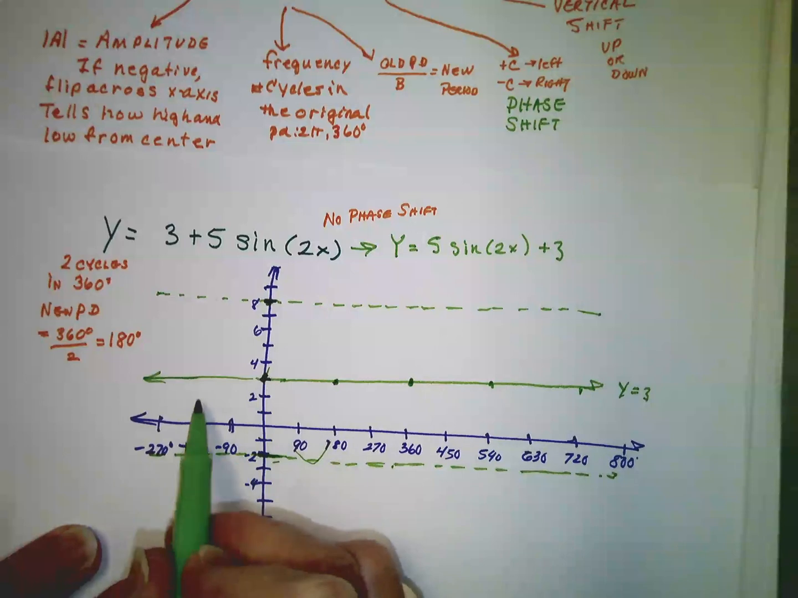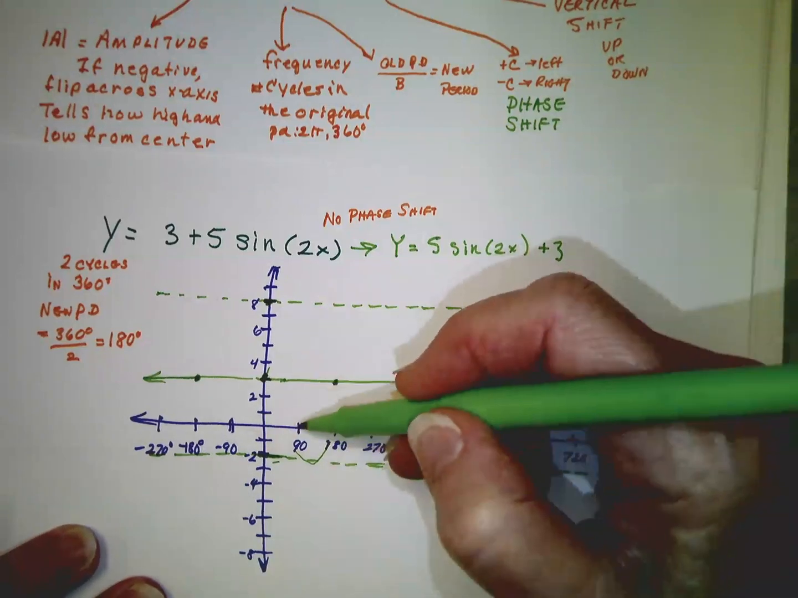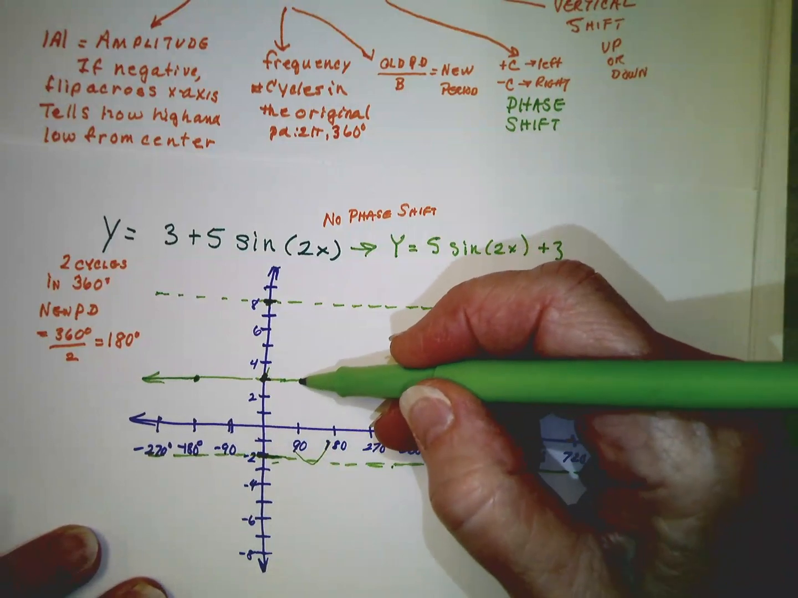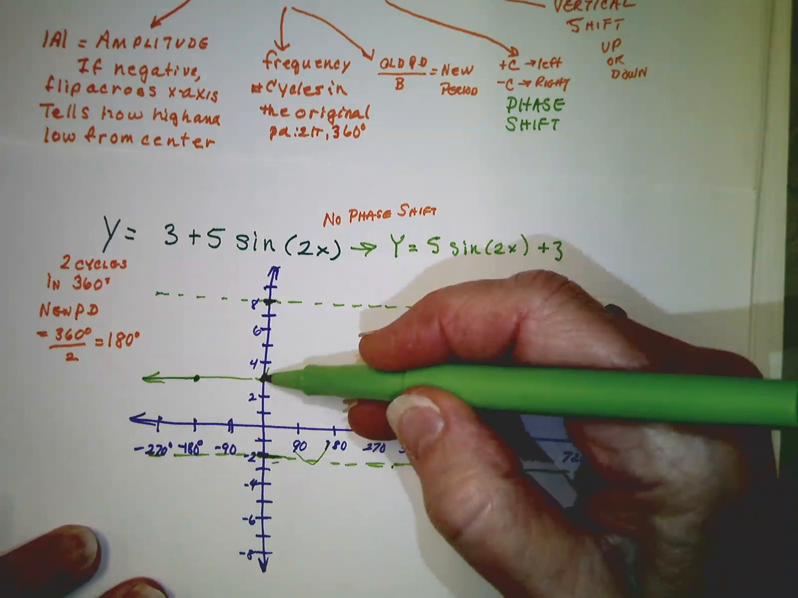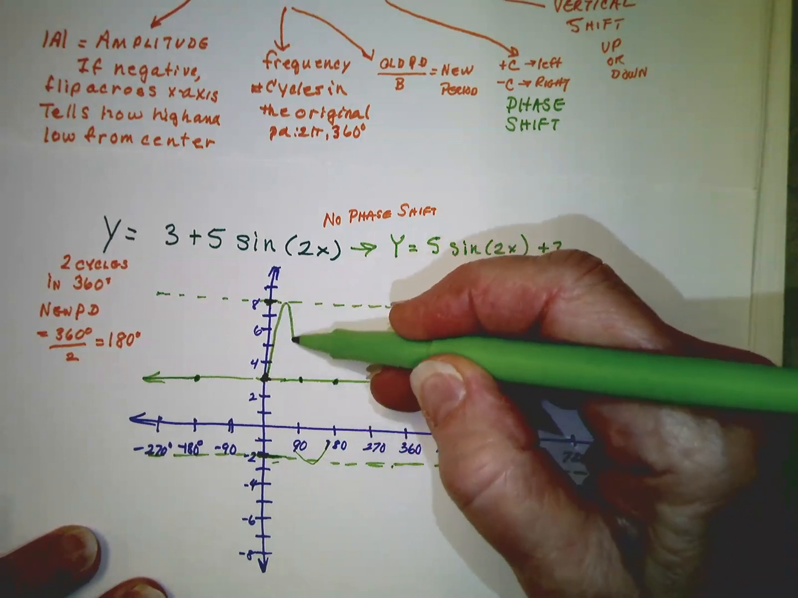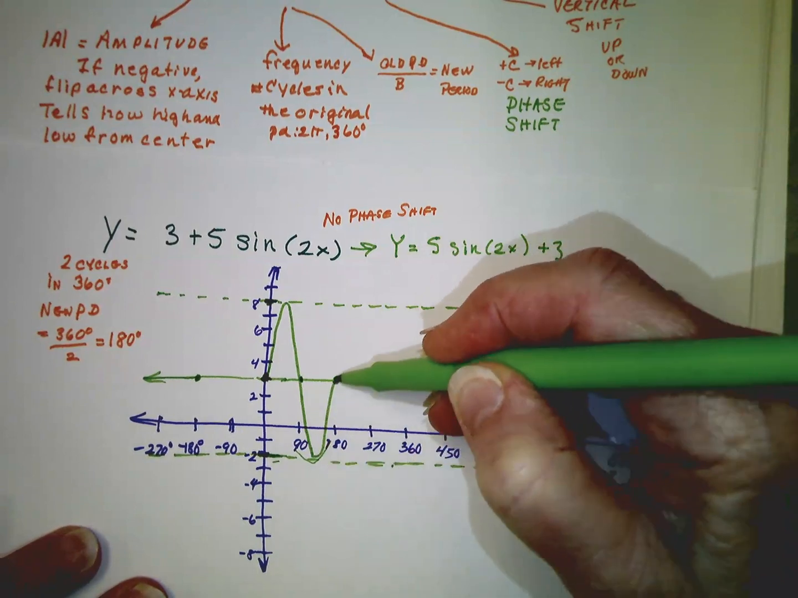We're going to have a complete cycle here by the time we hit negative 180. And this is going to be its middle. And it's going to go up this high, come back down again, go down to here, come back up here.